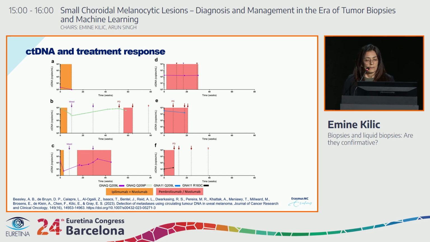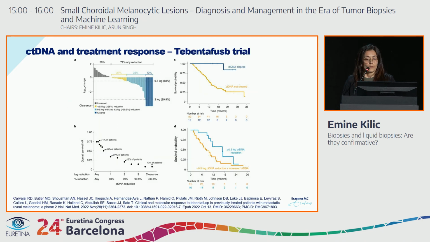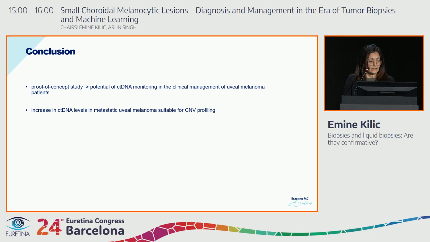And we have a few patients here, and the PD stands for progressive disease. When we look at patient B, then we see it. If the patient has progressive disease, we see an increase of the ctDNA until that time. And if the patient reacts to the treatment, it will decrease. So it might be helpful to use it for progressive disease. And that's also what they did in the tebentafusp trial, that if the ctDNA was cleared, the survival was better compared to patients that still persisted, that still had the cfDNA.